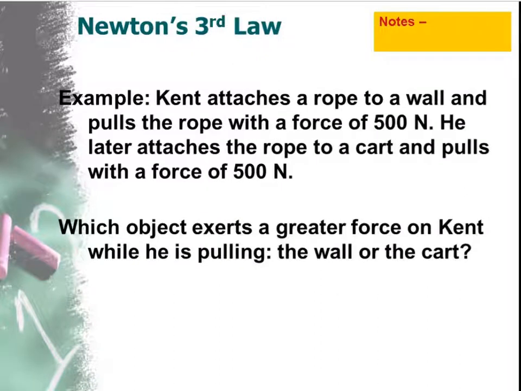So, go ahead and write this example down, and when you're done writing this example down, you can unpause the video and join me. So the example is this. Let's say that there's a person, Kent, and he attaches a rope to a wall and pulls the rope with a force of 500 newtons. He later attaches this rope to a cart and pulls with a force of 500 newtons again. And the question is this: which object exerts a greater force on Kent while he's pulling? Is it the wall or the cart?